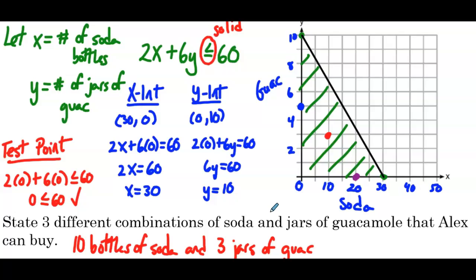Now, the second thing, we've shaded an infinite number of points in this region, right? In this green shaded area. But not all of them make sense in the context of this problem, right? For instance, the point 12.5, 0.5 is definitely in the solution set. But that wouldn't make sense as an answer to the follow-up question because we can't go to a store and buy 12.5 bottles of soda or half a jar of guacamole.